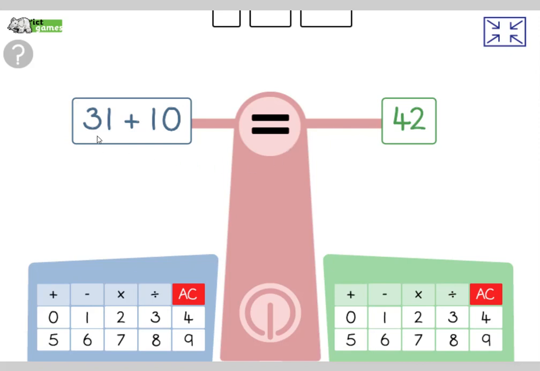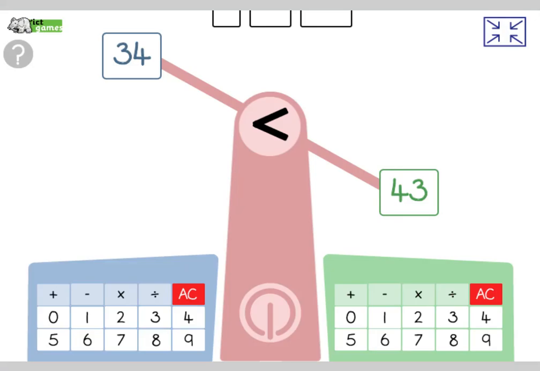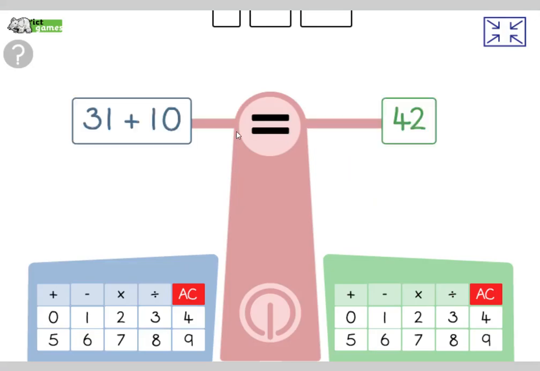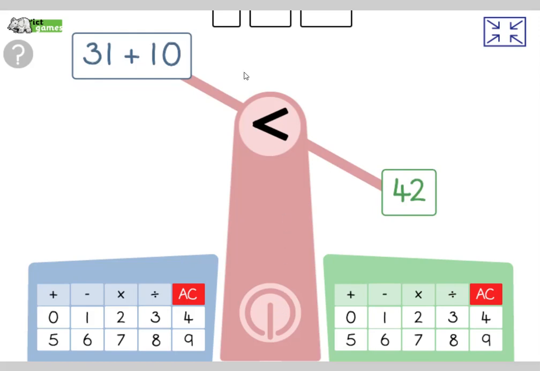So 31 add 10. Here's 31. If I was going to add 10, it would now be 41. So let's go back, see if we can find the right one. 31 add 10, so that's going to be 41. Is 41 more than or less than 42? Yeah, it's fewer than, it's less than.